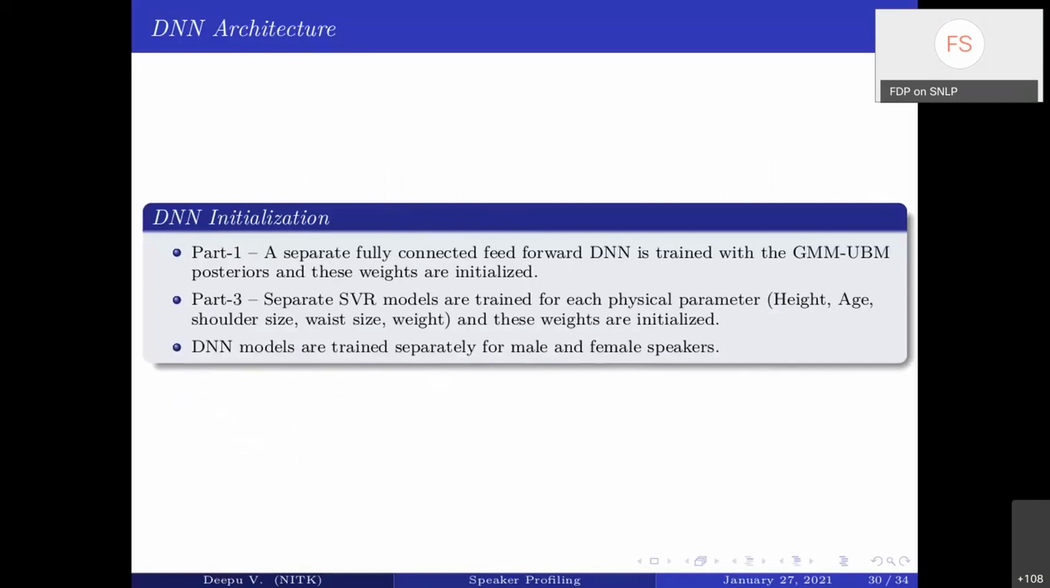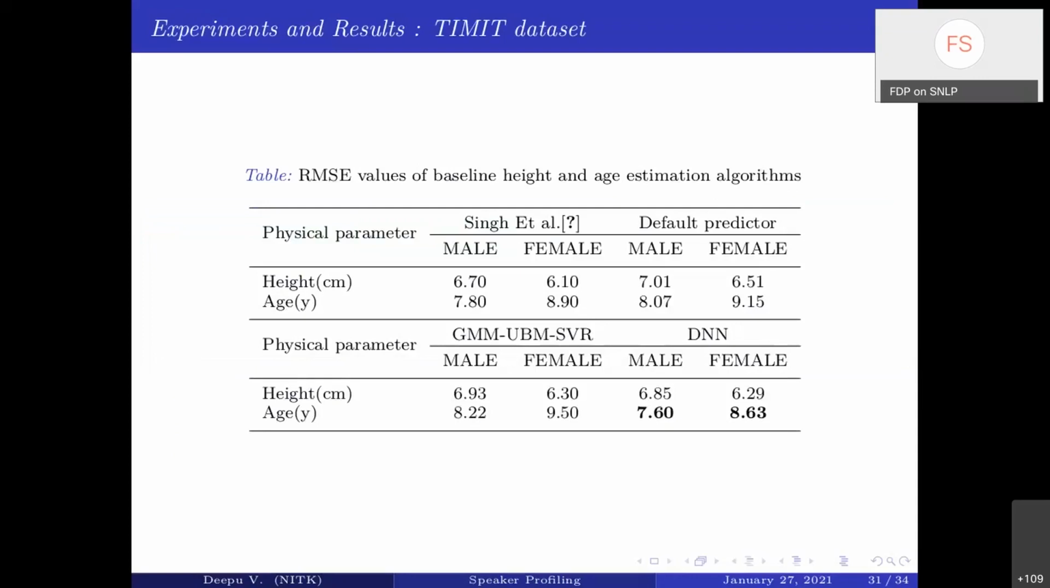The first part of the DNN was initialized with these GMM-UBM weights, and the last part was initialized from the support vector regression. And once that is initialized, we train it using all the TIMIT data that we have, until it converges. It's standard neural network training. And we actually improved with respect to the previous algorithms.